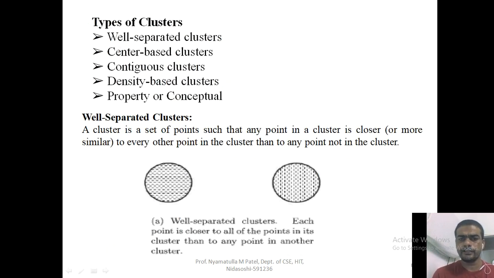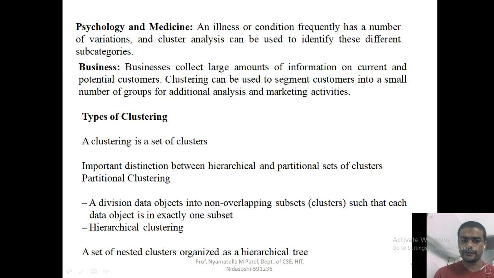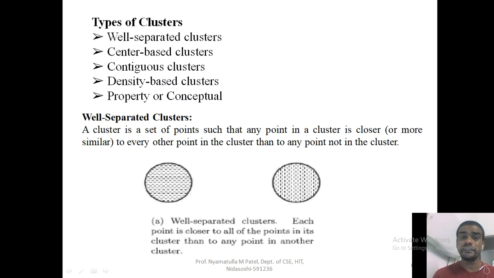Now coming to the next concept: what are the different types of clusters? The types of clustering are partitional clustering and hierarchical clustering. Next, coming to the types of clusters, what are the different types? One is well-separated clusters, then center-based clusters, contiguous clusters, density-based clusters, and property or conceptual clusters. Let us see the first one. What is a well-separated cluster?